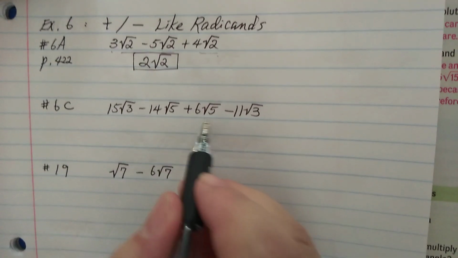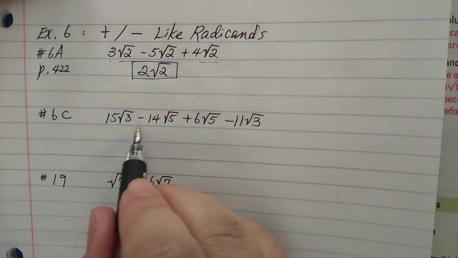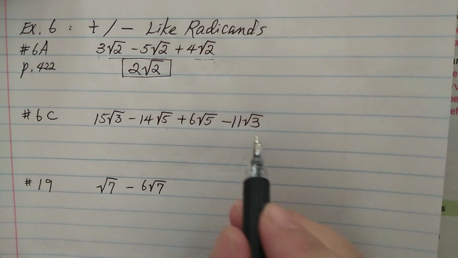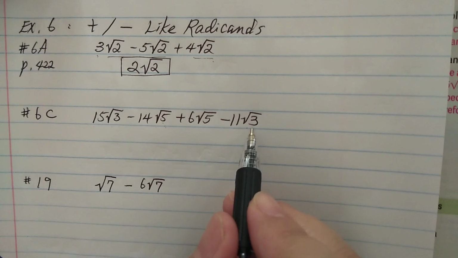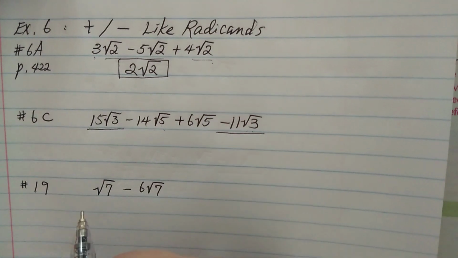Here we have 4 terms. This term has a radical 3. This term has a radical 5. So we cannot combine these two. However, there is another term here that has a radical 3. So you can combine this term with this term because they have the same radicand.